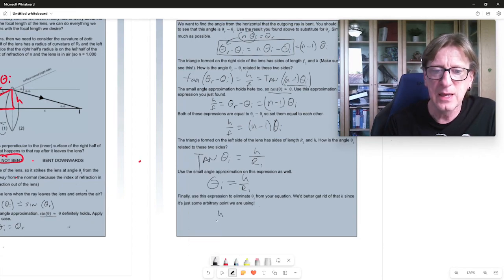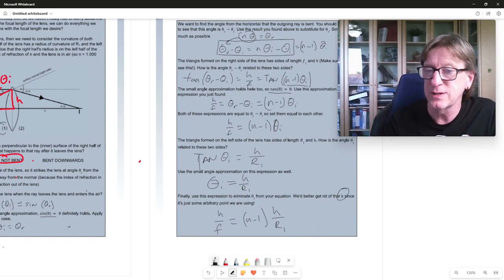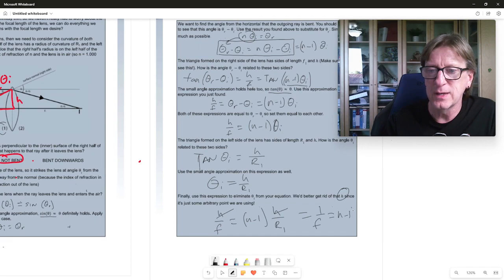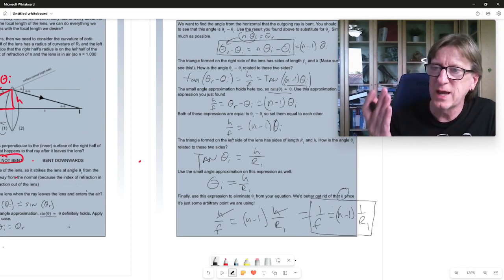And so I get H over F must equal n minus 1 times H over R1. And here we're going to simplify this. Since H is just some arbitrary point that we're using, some arbitrary object up there, we need this equation to hold for anything, because the lens maker, the optometrist, doesn't know the height of the thing you're going to be looking at. But fortunately, they do in fact cancel out. And so I'm left with 1 over F is equal to n minus 1 times 1 over R1. And so that's the first half. That's just using 1/2 of the lens.